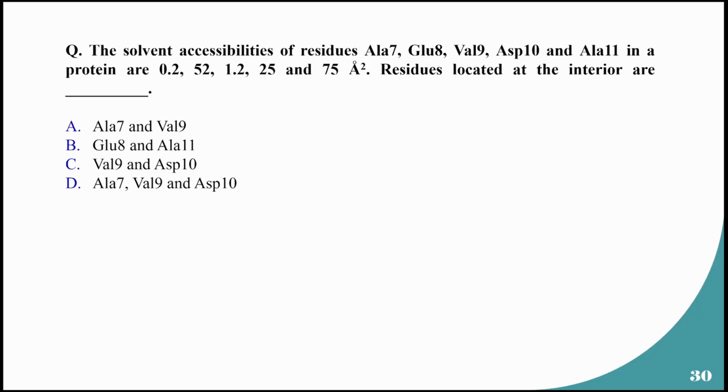And then the next question, again, is talking about the 3D structure of the protein, but now in terms of solvent accessibility. It is saying that the solvent accessibility of particular residues has been mentioned here in terms of angstrom square values, right? So it is an area value, very similar to the solvent accessible surface area values that have been given as 0.2, 52, 1.2, and 25. So what would be the residues located at the interior portion of this protein?